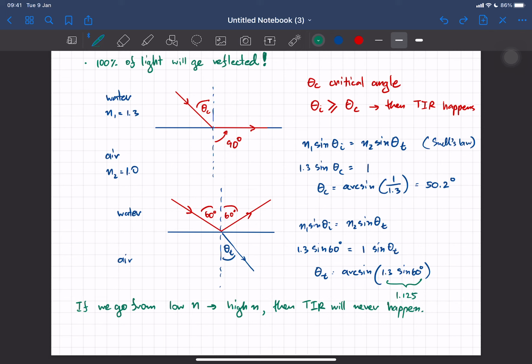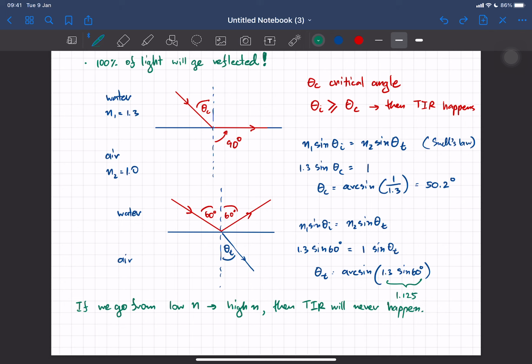The extreme case is when you go in very close to 90 degrees here, but that will just make it look like that. So no reflection occurs. So if you want all the light to reflect back, then you need to make sure that the other side has lower index of refraction. Okay.